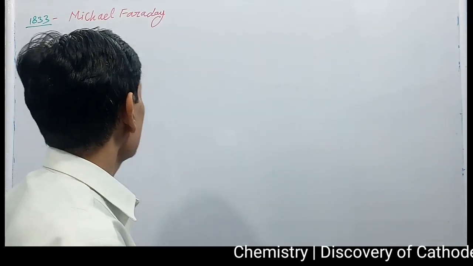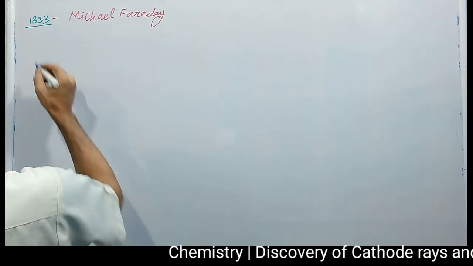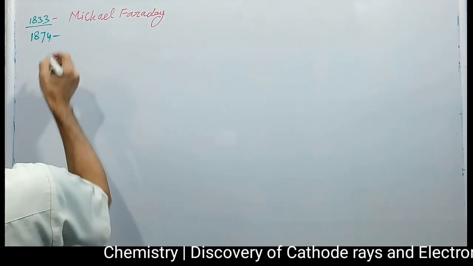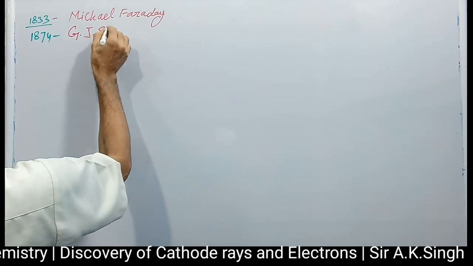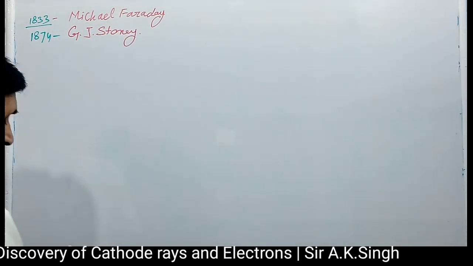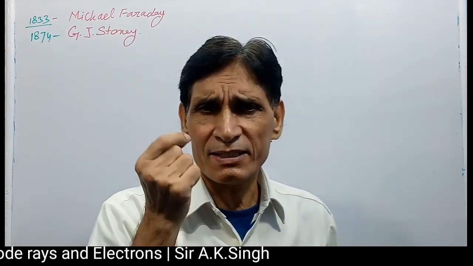In higher classes, again, you will come to know in detail about these things. I will tell you in the next video. Now, next is about these discrete particles of electricity, charged particles responsible for the flow of current. The name was given by a scientist in 1874, J. Stoney: electrons. The name of these discrete electrically charged particles, electron, was given by Stoney.